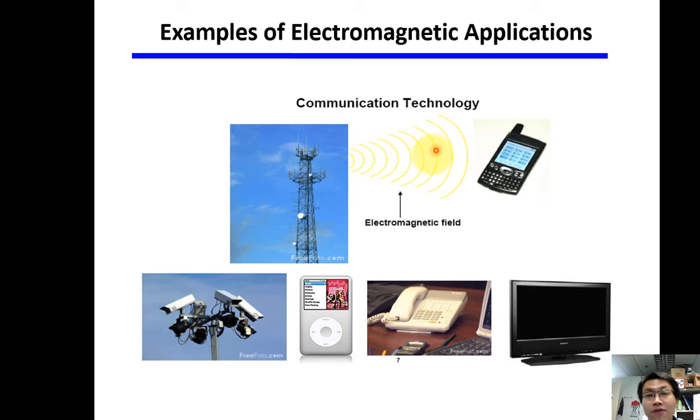Examples of this are 4G and 5G communication technology, all of which involve electromagnetic waves. We also have CCTV, and devices like an iPod, telephone, and monitor.